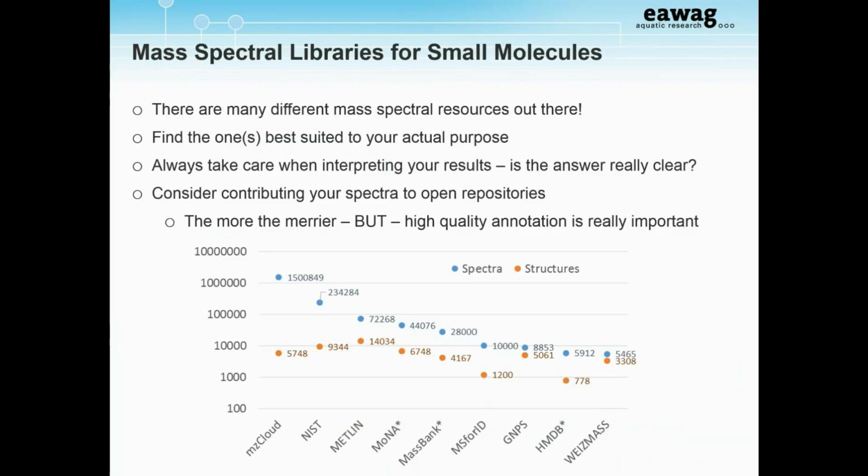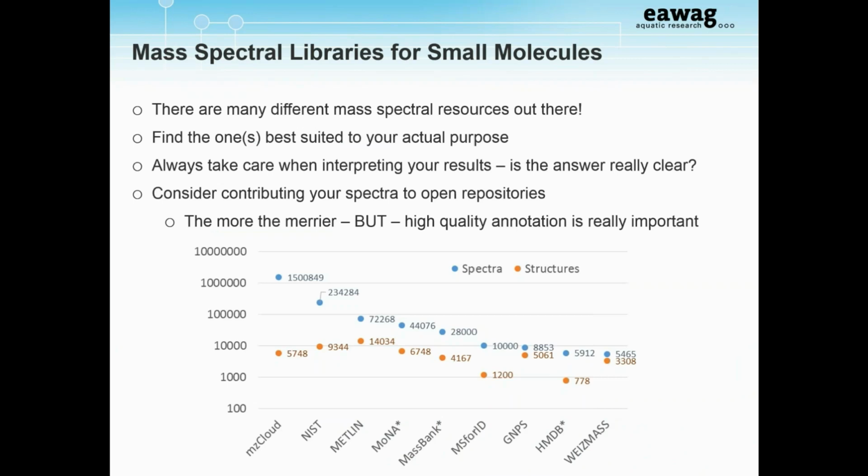So with that, I would like to wrap up very briefly. Mass spectral libraries for small molecules. I hope that I've managed to show you today there are very many different mass spectral resources out there, and I hope you find this webinar useful to find the ones best suited to your actual purpose. Always take care when interpreting your results. Is the answer really clear? And please consider contributing your spectra to open repositories.